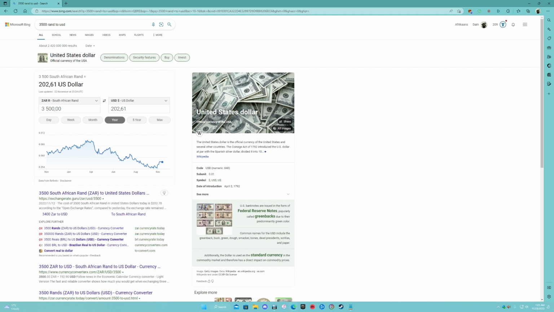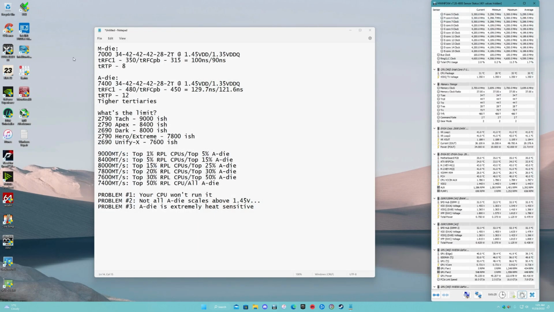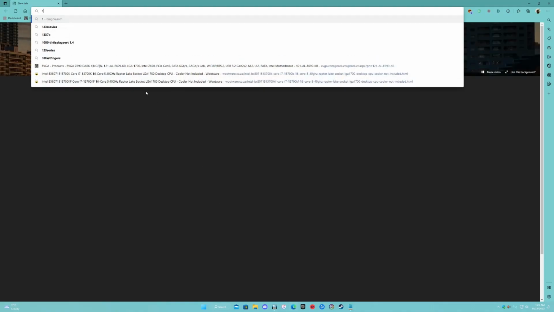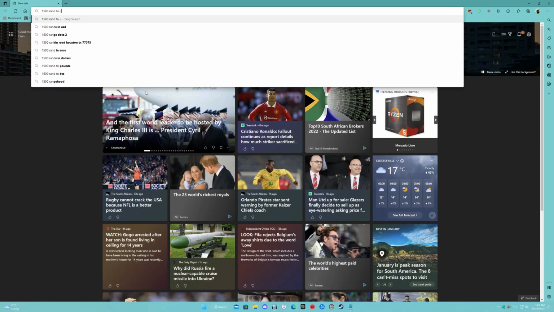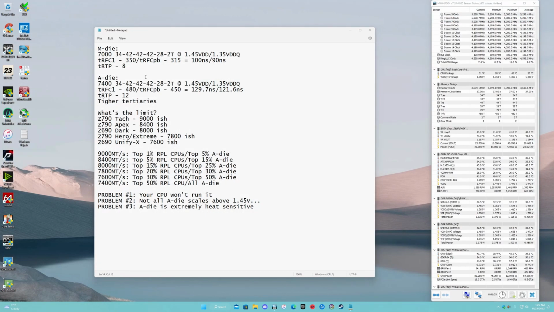It was binned, so to speak, because I had binned it. But my M-die cost me like $80 to upgrade, which is whatever. Not even 100. So I actually paid like $85, $86 to upgrade. It wasn't too bad. I paid $87-ish for 400 mega transfers.